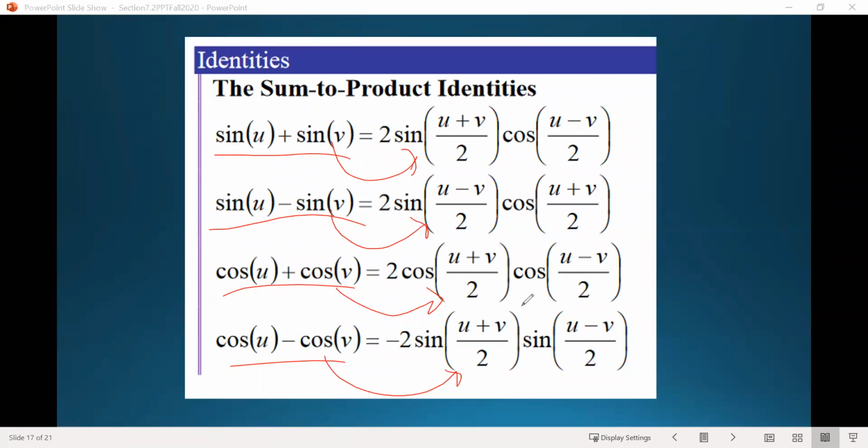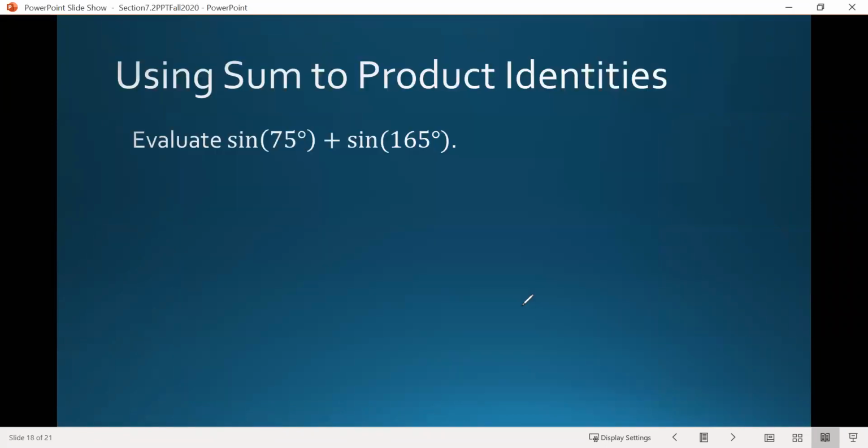All right, so let's use these then here. We're asked to evaluate sine of 75 degrees plus sine of 165 degrees, and it should say we are being asked to find an exact answer here. Now, once again, neither of these angles, 75 nor 165, is on the unit circle. So we've got to use one of those identities. Again, we'll use the sum to product, and we're going to think of this as sine of alpha plus sine of beta.